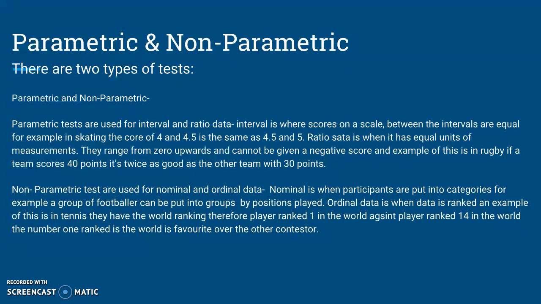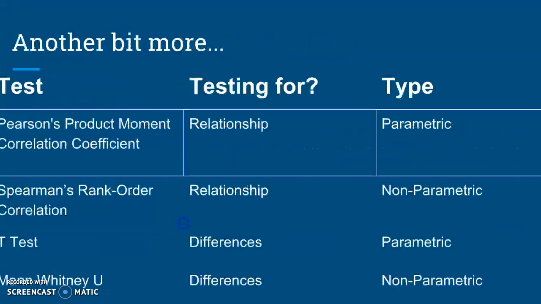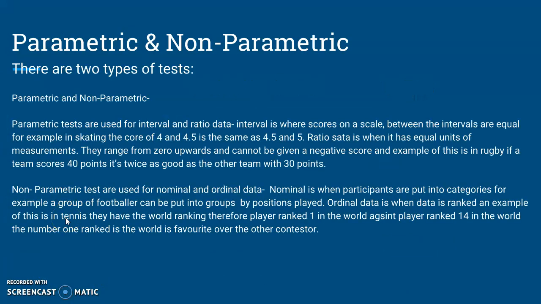So an example of this is in rugby, if a team scores 40 points, it's twice as good. That's meant to say 20 points by mistake. So yeah, it would be half as good. Oh god, sorry about that.